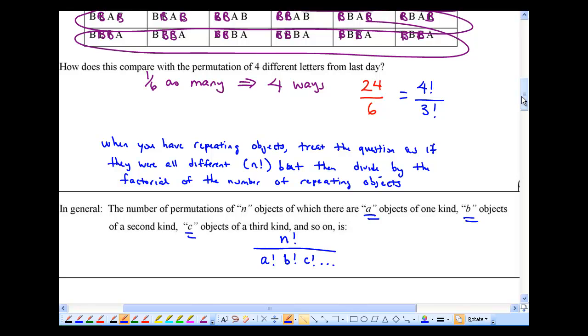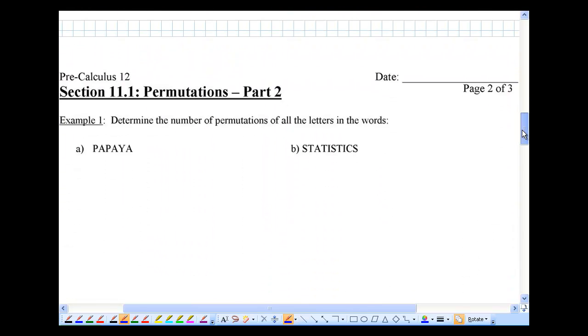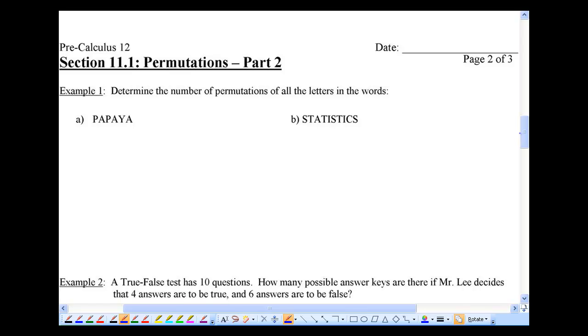So let's put that into play. Page 2. Determine the number of permutations of all the letters in the following words. Papaya and statistics.